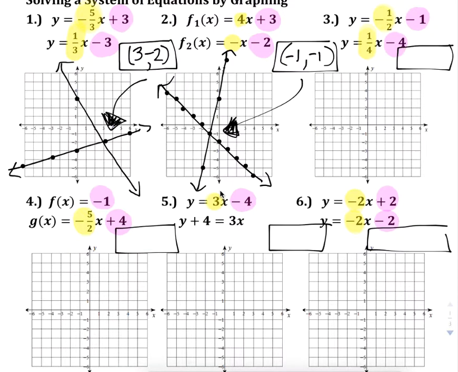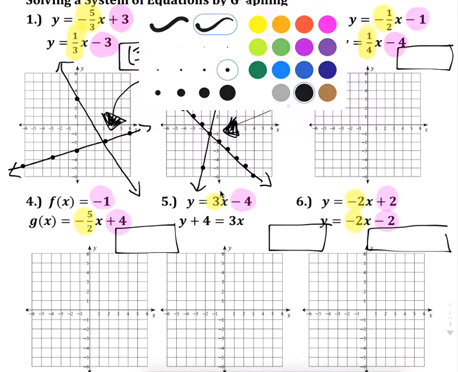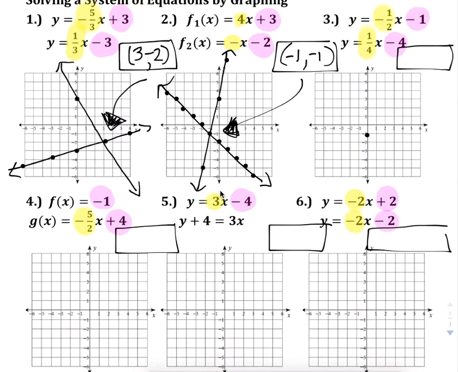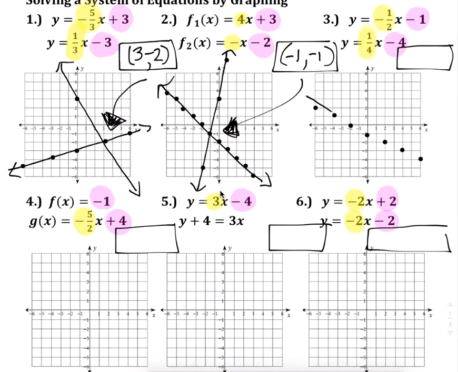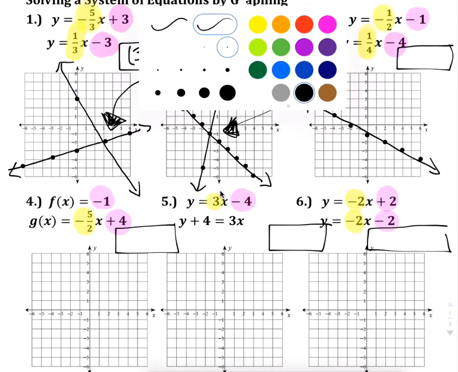All right, let's go ahead and hit number 3. First equation on number 3, it's going to begin at -1. And it's going to go down 1, right 2. That's a -1/2. Make sure your graph is going downhill. All right, so we got our first line drawn. Let's look at the second one.